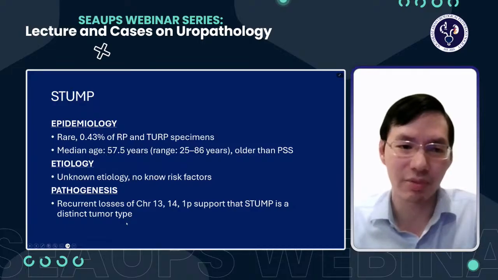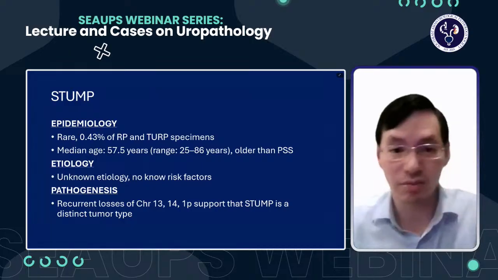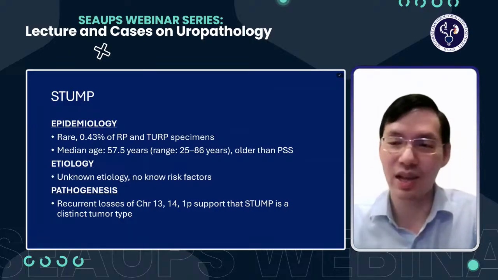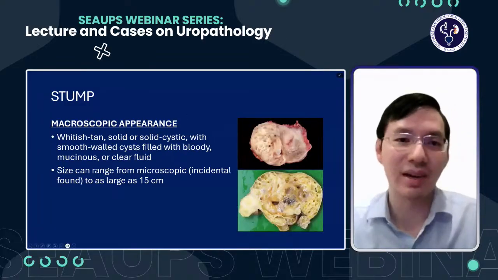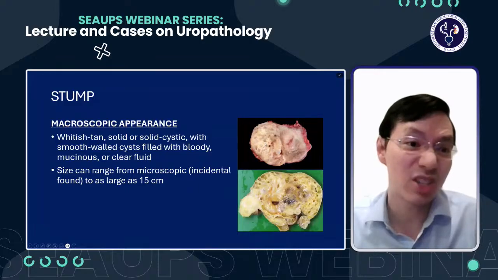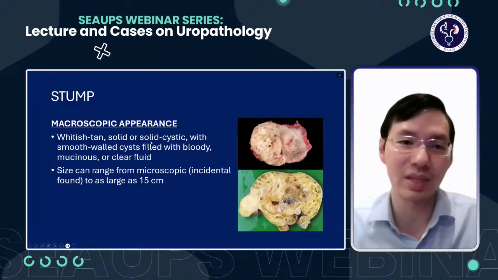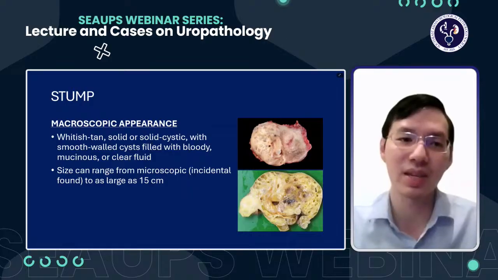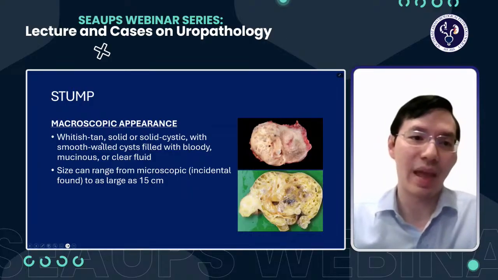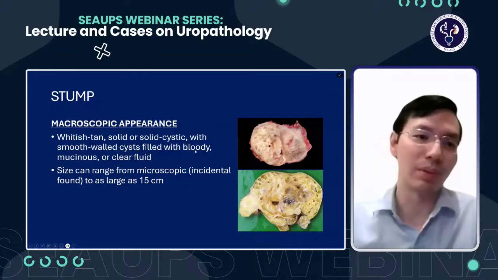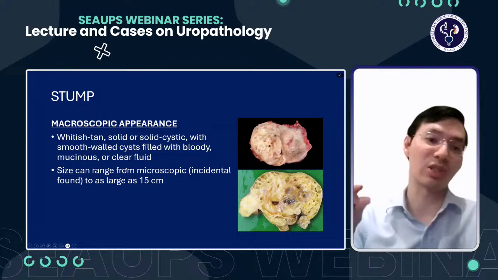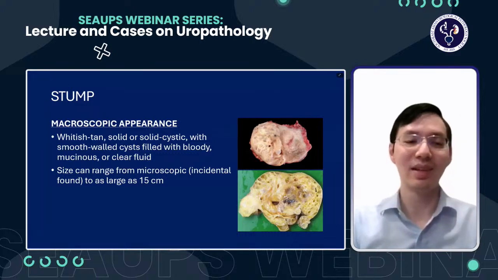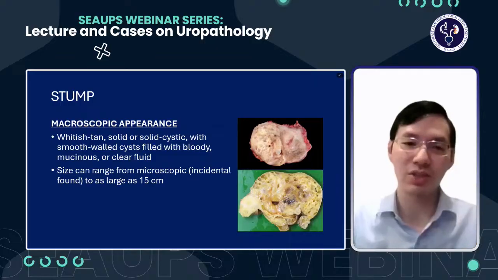It's probably a distinct type of tumor because studies have demonstrated recurrent losses of chromosomes 13, 14, and 1p. So it's probably not just an ugly-looking BPH. Grossly, they're whitish tan. They can be solid, or partially solid and cystic, and they have smooth-walled cysts filled with bloody, mucinous, or clear fluid. The size can range from very small, microscopic, and incidentally found, to as large as 15 centimeters.